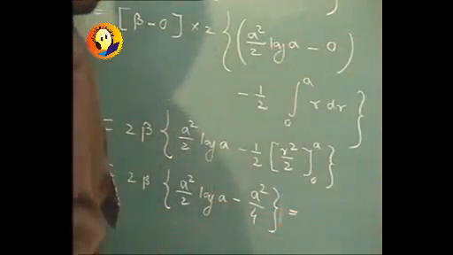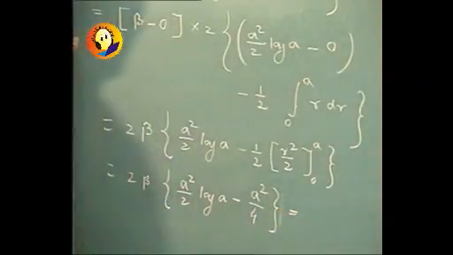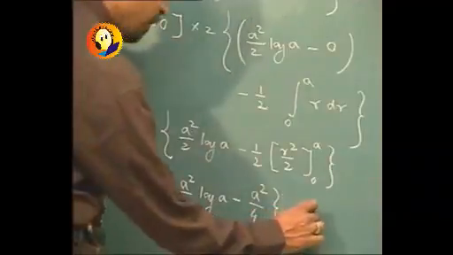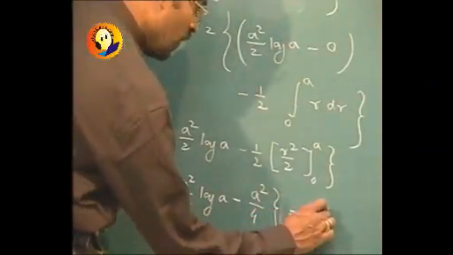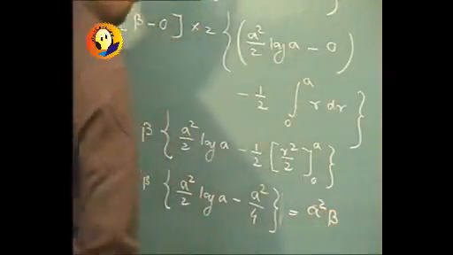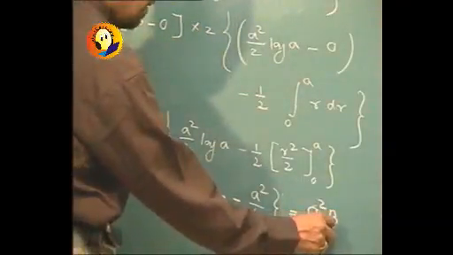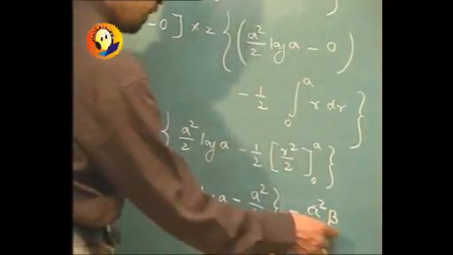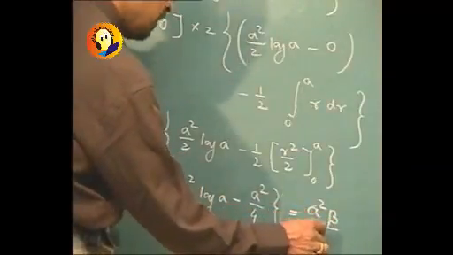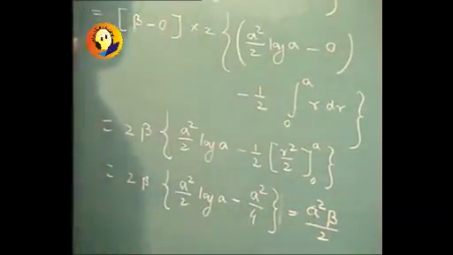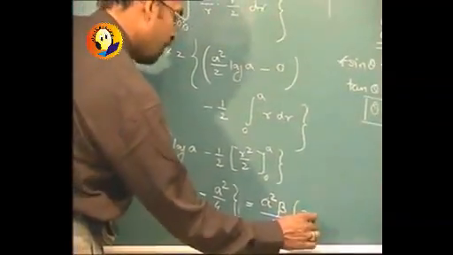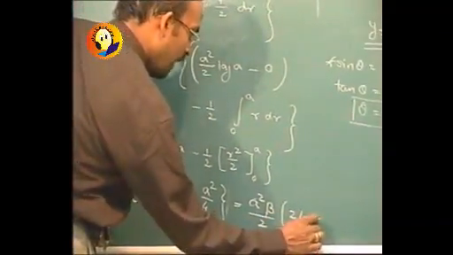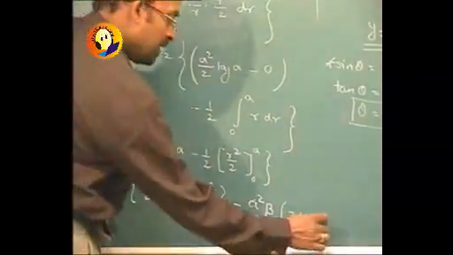Final answer, when we multiply by 2 which is outside, it will be beta into a square, that is a square beta can be taken common. If required, we can take 1 upon 2 also common or 1 upon 4 as common. Within the bracket it will be twice log a minus 1.